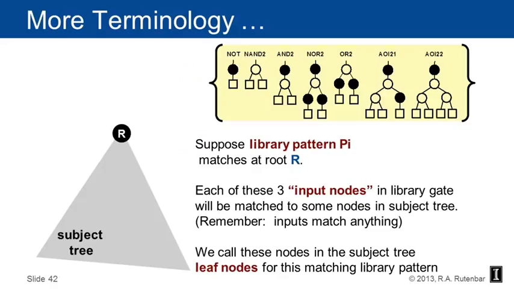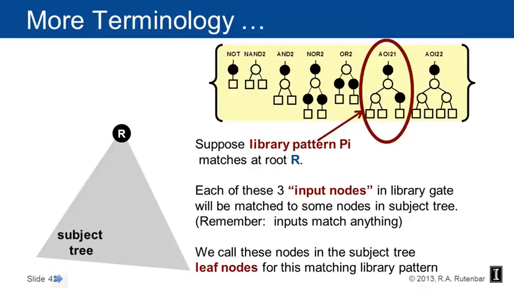So a little more terminology. I've got the pattern library, our technology library, drawn at the top again. NAND2, AND2, NOR2, OR2, AOI21, AOI22 up at the top, with black circles and white circles and squares. And I've got the subject tree, a big gray triangle, and a node R up at the top. Suppose library pattern P sub i, the ith pattern in the technology library, matches at root R. So let's be concrete about that and say it's AOI21.